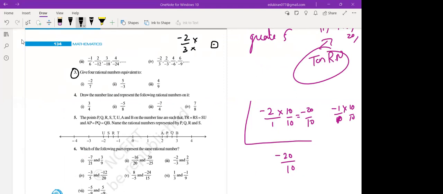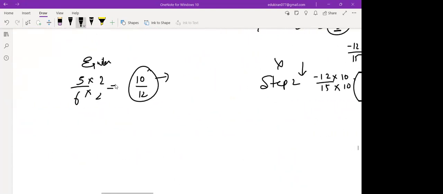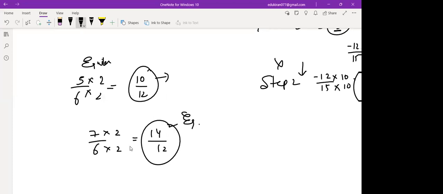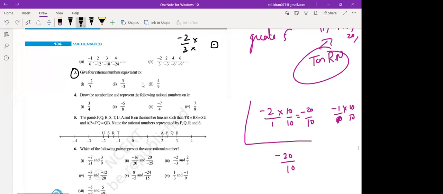Ma'am, can you just do the first question? You remember, I cannot do the first one. Can you see this question, which I did? For example, this is a number, 7 upon 6. I ask you to find the equivalent. You can take any number, like, for example, I take 2. Multiply it with the denominator as well as the numerator. Right? So 7 twos are 14, 6 twos are 12. So this is my equivalent. Clear? You can take any number. You have to multiply the denominator as well as the numerator with the same number.